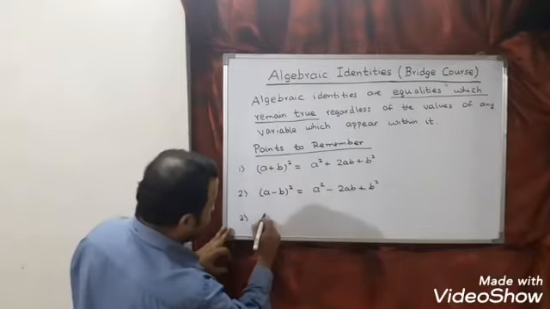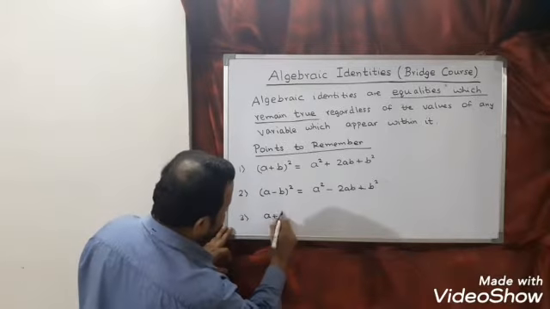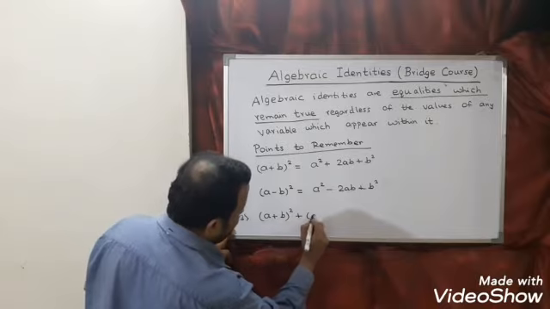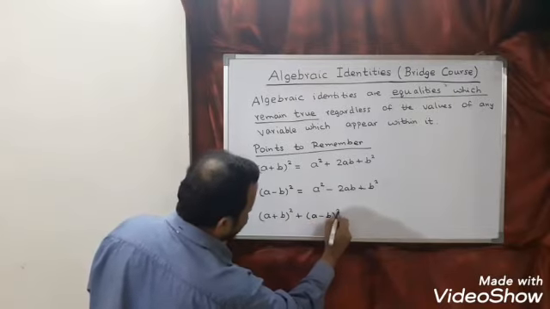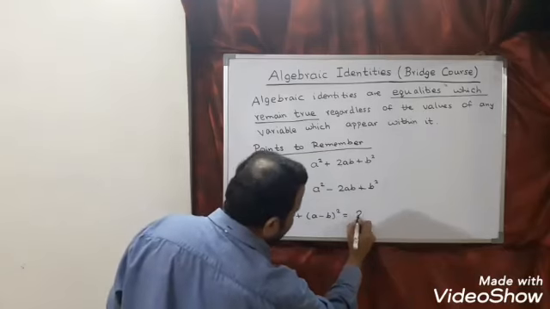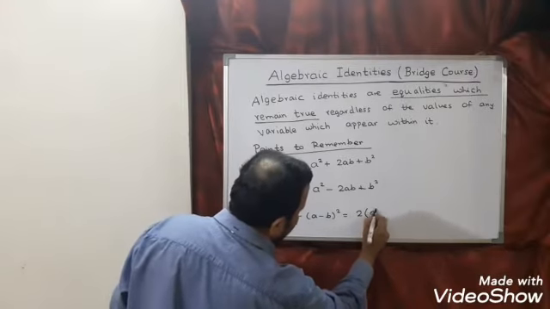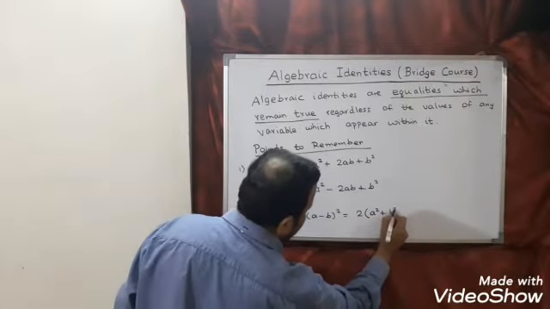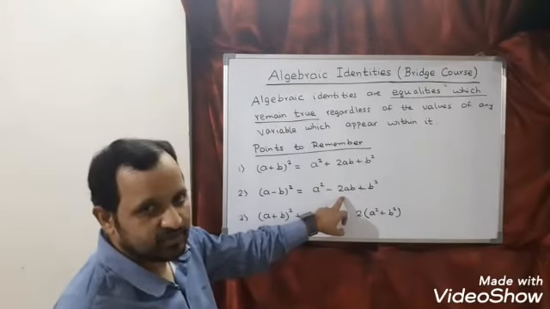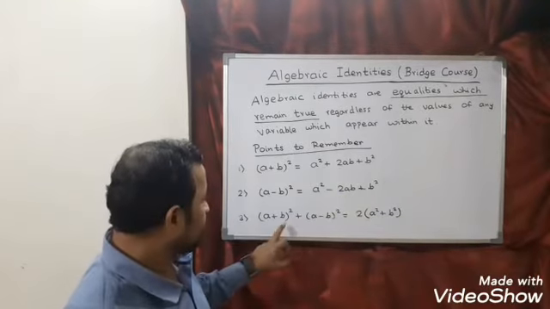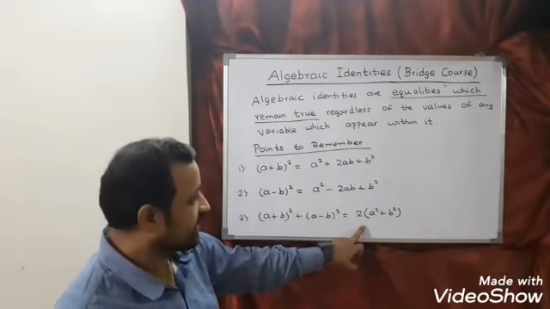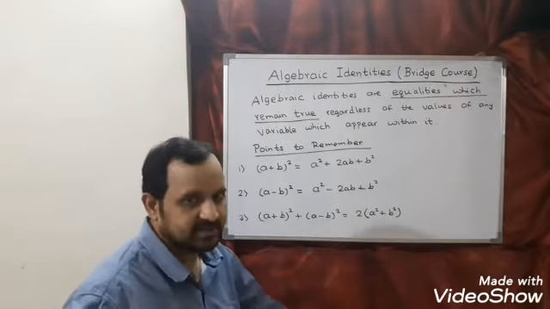Next, let us add both. So what you will get here is a plus b whole square plus a minus b whole square is equal to. If you add both, what you will get is 2 times a square plus b square. You can see here when you add this 2ab and minus 2ab get cancelled. So a plus b whole square plus a minus b whole square is equal to 2 times of a square plus b square.